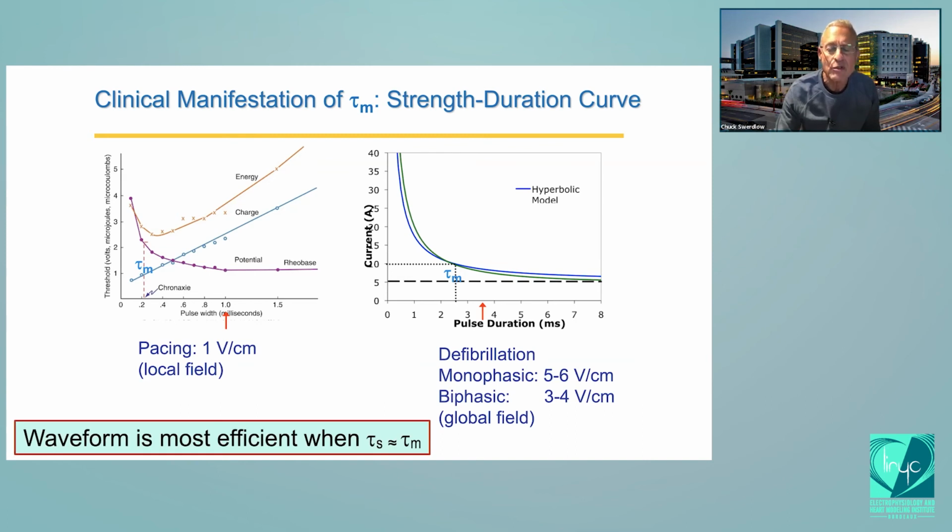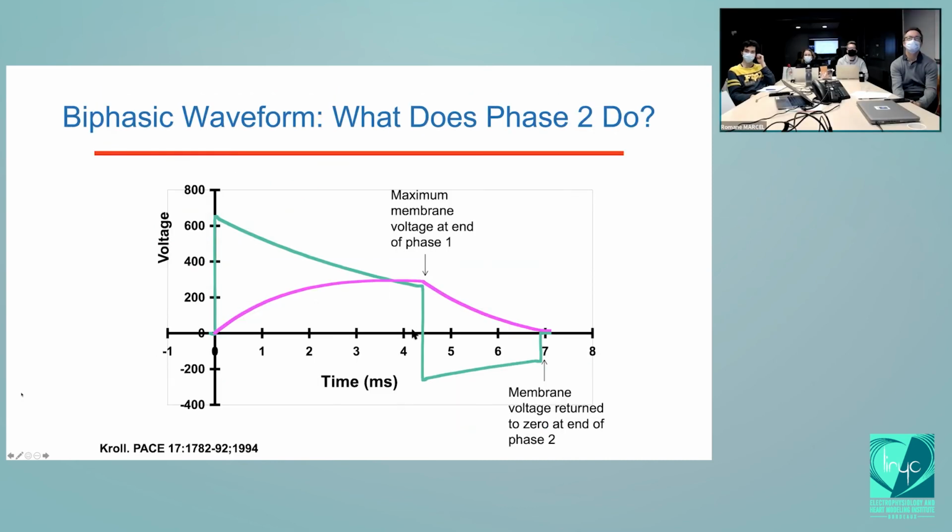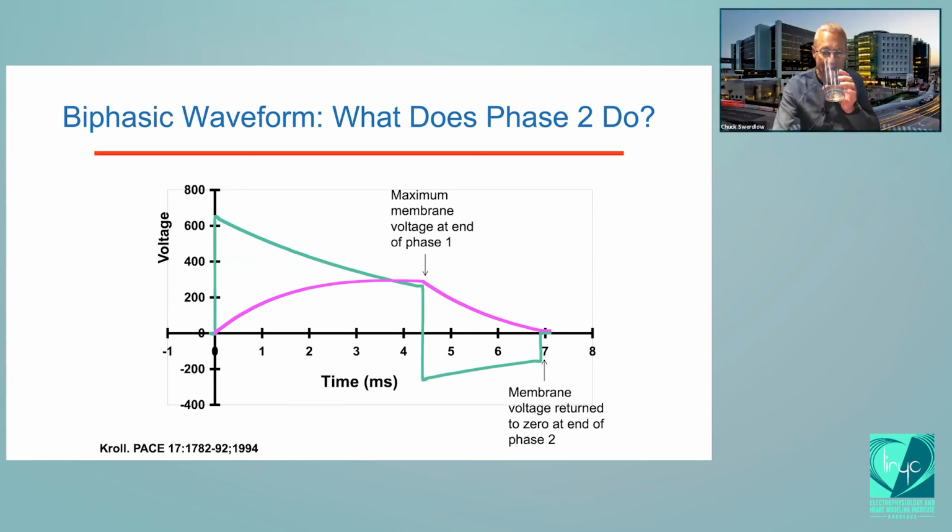So waveforms are most efficient when the shock waveform duration and time constant is about the same as that of the membrane time constant. So how do we know how to set phase 2? Well, the current thinking is that the main goal of phase 2 is to get rid of the charge you deposited on the membrane at the end of phase 1. So if in pink we see the estimated membrane voltage, phase 2 is customized to phase 1 ideally to get rid of that charge.